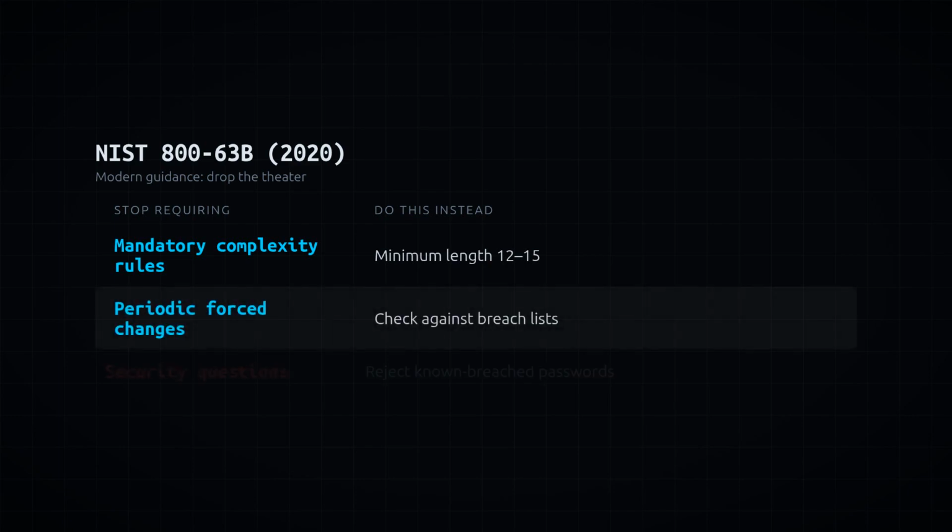NIST Special Publication 800-63B now recommends against mandatory complexity rules, periodic forced password changes, and security questions, all of which research shows reduce actual security by encouraging predictable patterns. Instead, minimum length of 12 to 15 characters, check new passwords against known breach word lists and reject any match, and require no forced changes unless there is evidence of compromise.